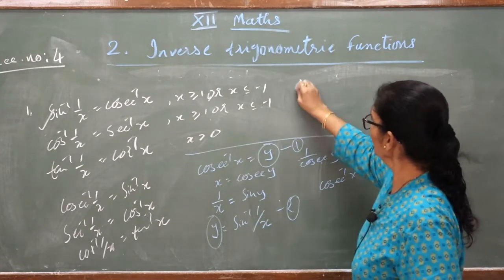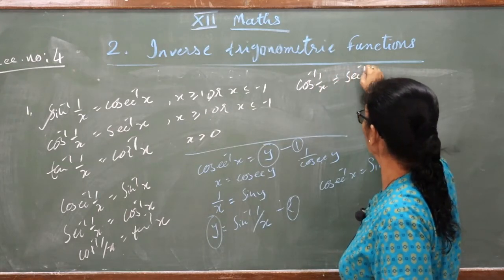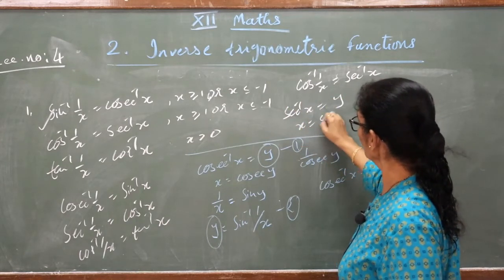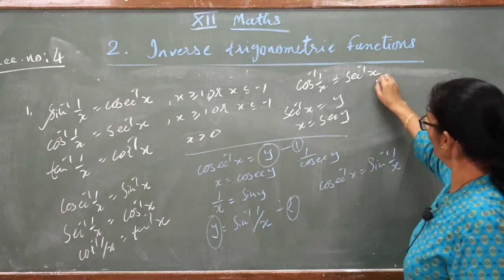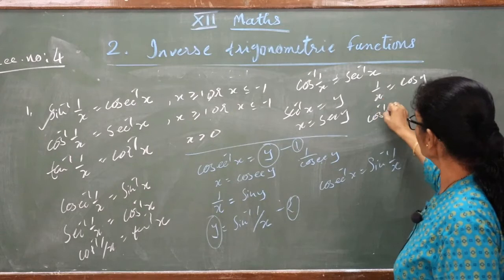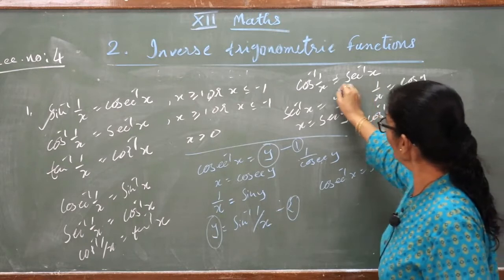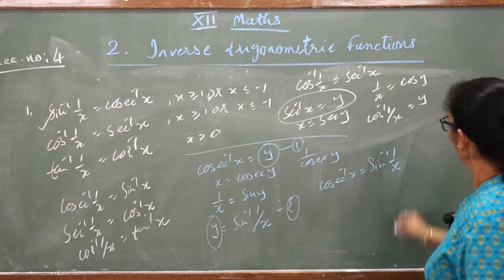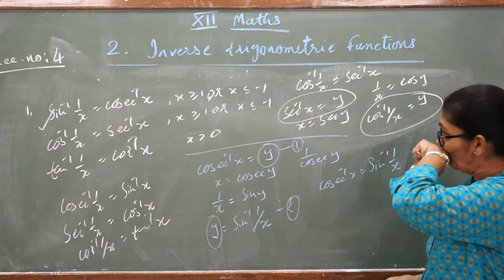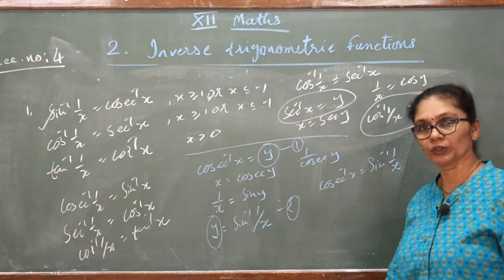Let me show you the start. Cos inverse 1 by x equals sec inverse x. Let's take sec inverse x equal to y, so x equals sec y. Now 1 upon x will be cos y. Taking inverse on both sides, cos inverse 1 by x equals cos inverse cos y, which cancels to y. So we took sec inverse x equal to y and proved cos inverse 1 by x equals y. It means cos inverse 1 by x and sec inverse x are both the same.